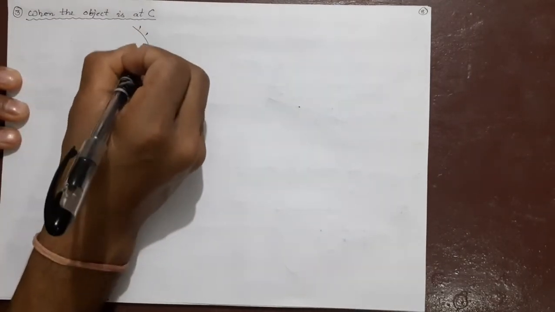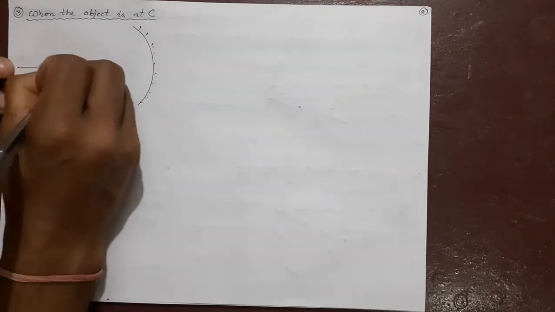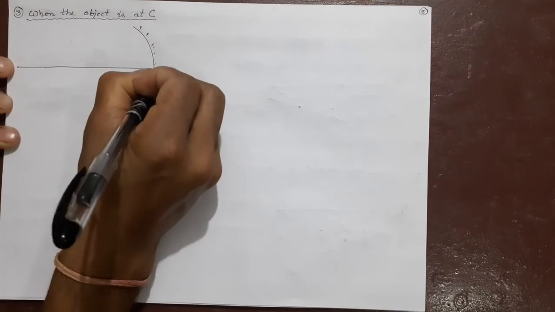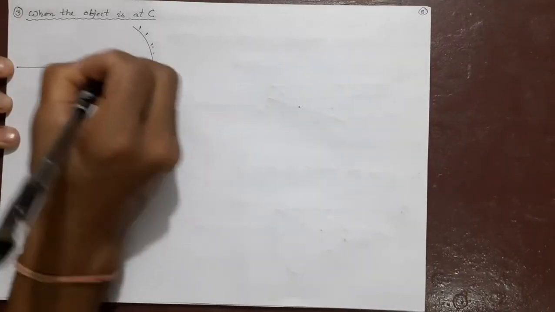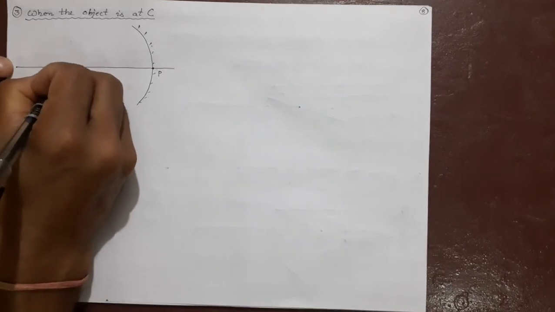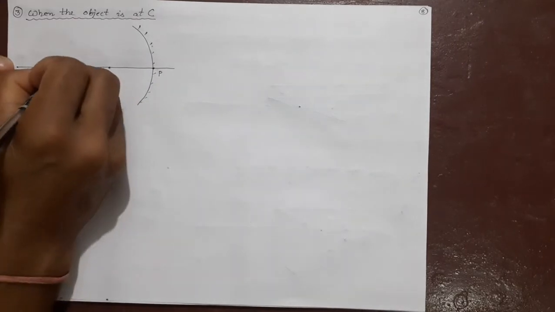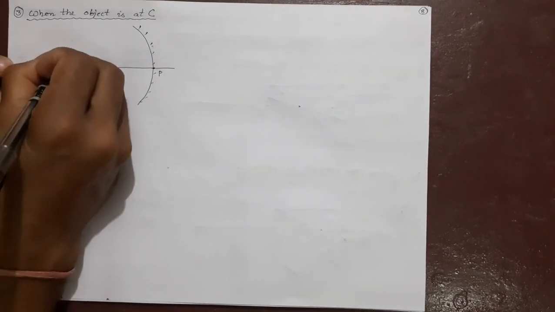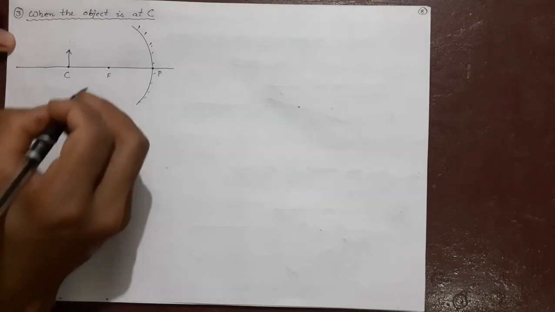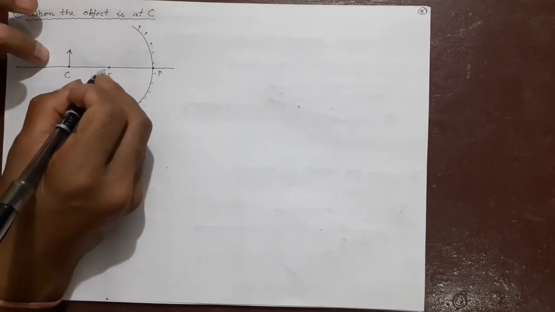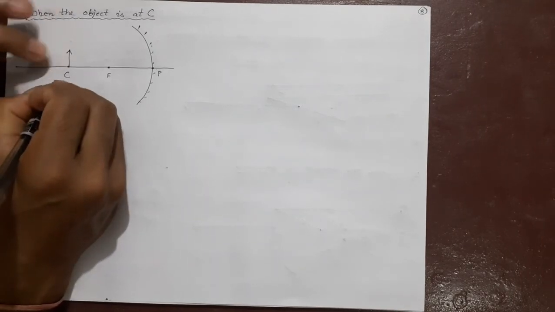Let's see. It means if this is the principal axis and this is the pole, then you make the center of curvature here, with the pole somewhere in the middle of these two. The object will be here. This is important here. Now you see in the first case the object is very far, the image is formed here. Object coming near, image going away. Now next time object and image will meet together here.